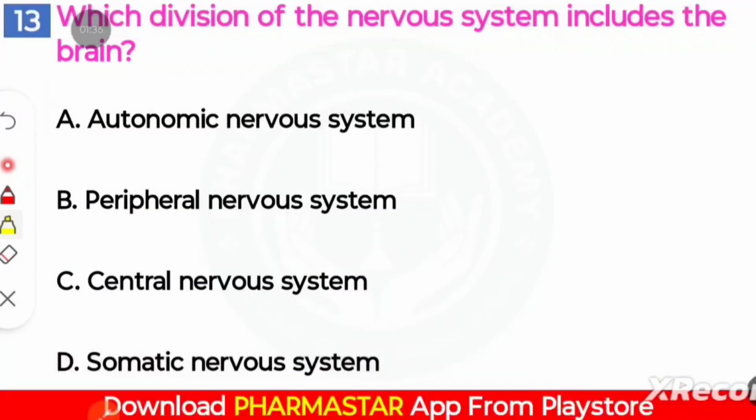Okay. Next question. Which division of the nervous system includes the brain? Option A. Autonomic nervous system, B. Peripheral nervous system, C. Central nervous system, D. Somatic nervous system. The correct answer is option C. Central nervous system. The brain is part of the central nervous system.